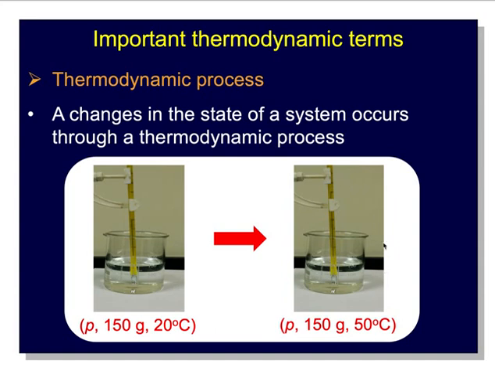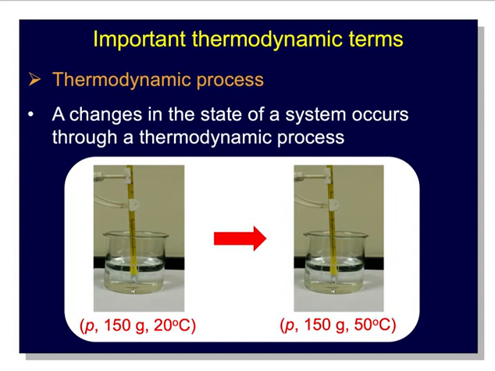Though this is a new state now, because the properties have changed. This has not changed, this has not changed, but this has changed. So this becomes a different state. This was state 1, this is state 2. So when you go from a given state of a system to another state of the system, we say we have done a thermodynamic process. So a thermodynamic process basically means change of state of a system.